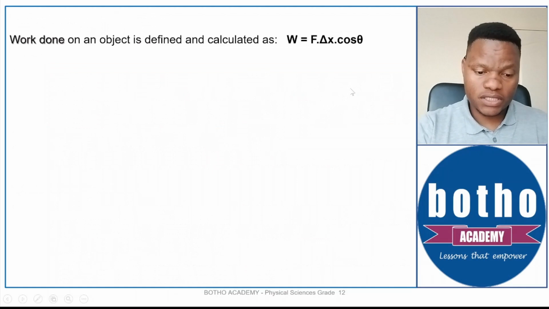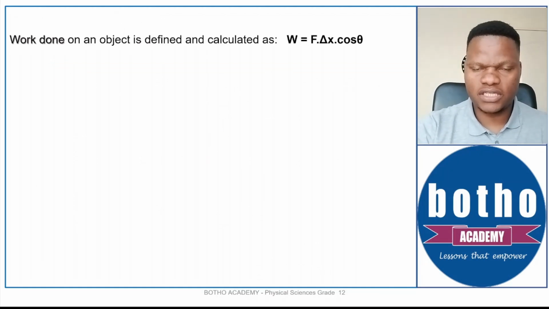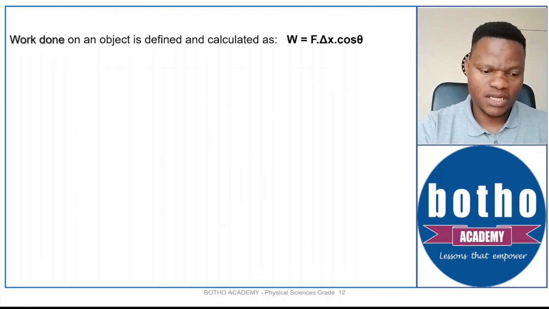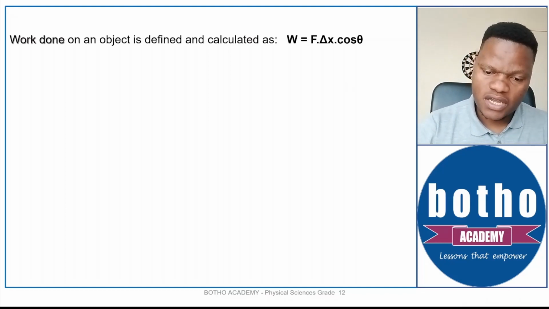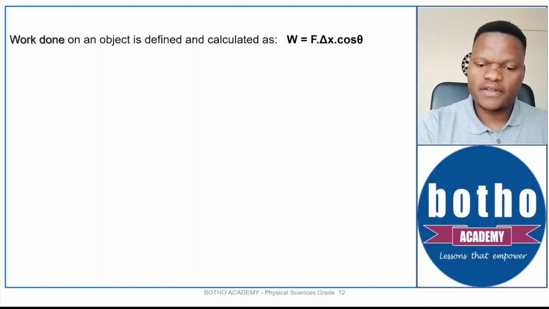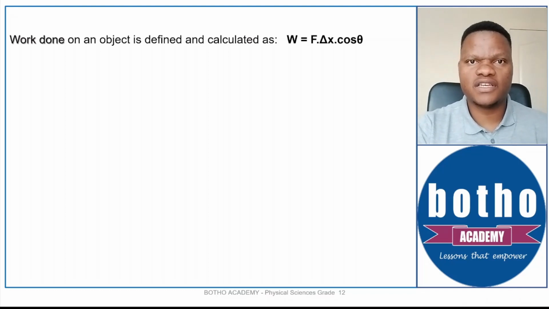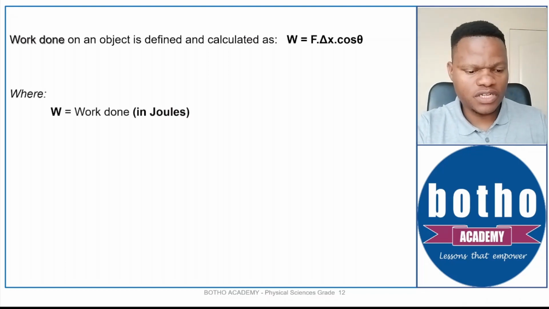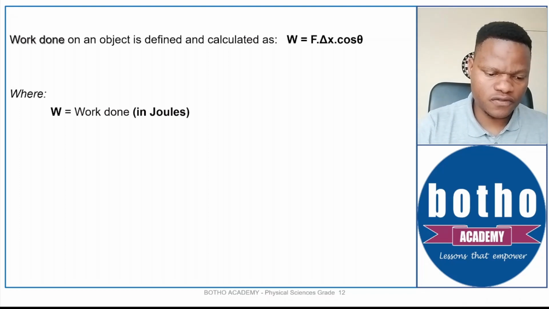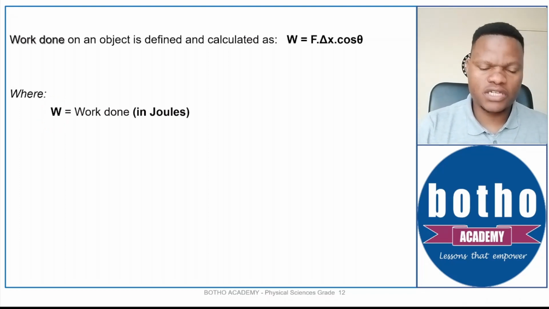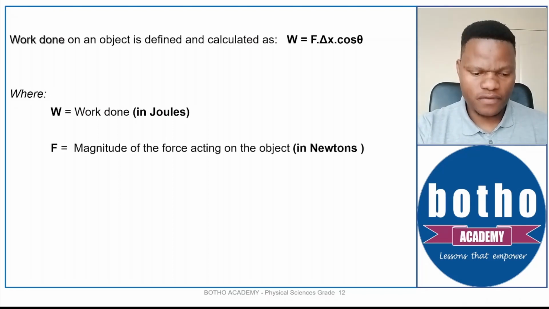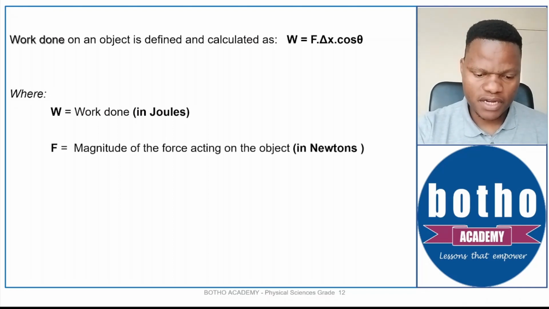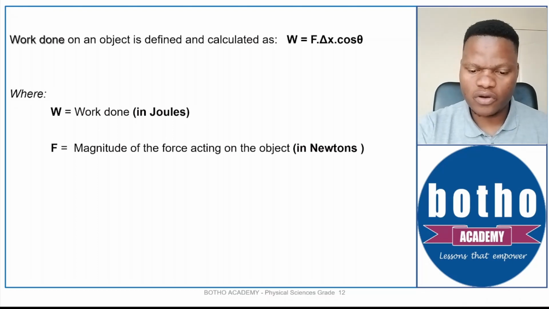Work done on an object is defined and calculated as you saw in the exam guideline. The work done is actually defined as F delta X cos theta. Now let us get into all those elements that you see appearing in your formula there for work done as per definition and calculation. The W that you see there stands for the work done, and it's measured in joules, just like energy, okay? F, of course, as expected, is the magnitude of the force acting on the object.